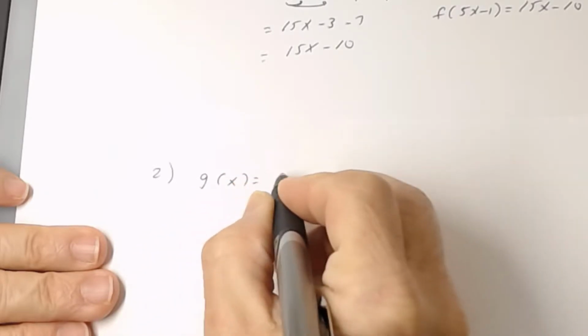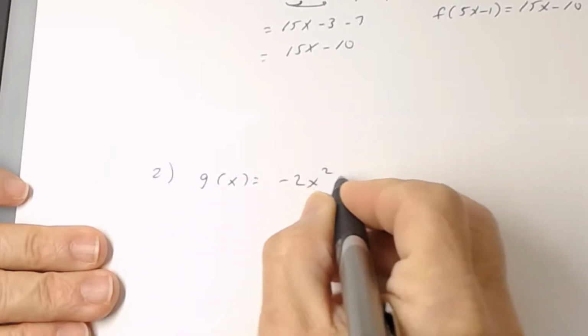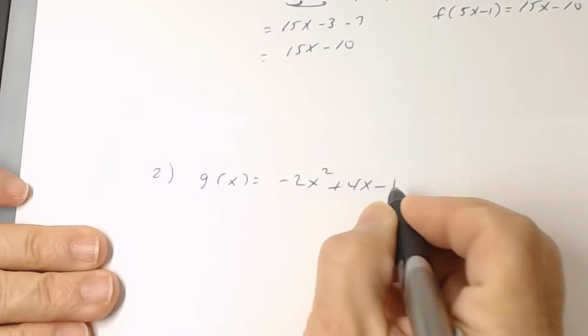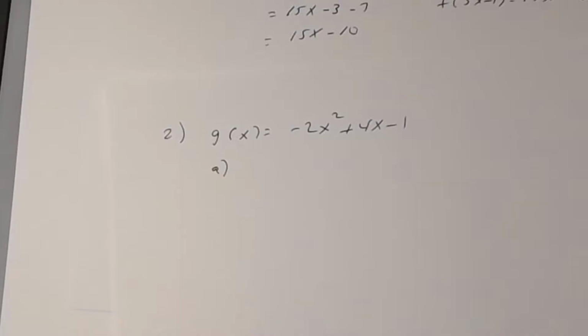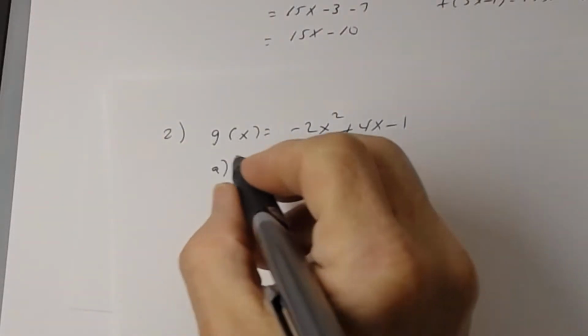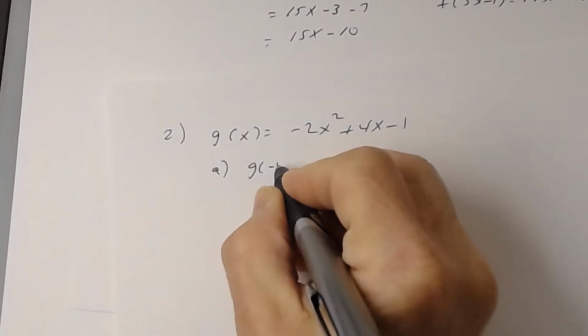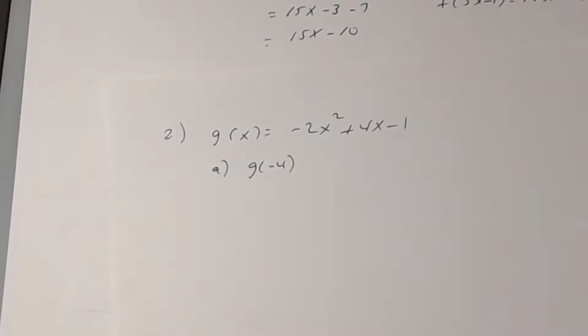G of x equals negative 2x squared plus 4x minus 1. Okay, so A, it says you want to find g of negative 4. So just like we did a while ago, how do you find g of negative 4?